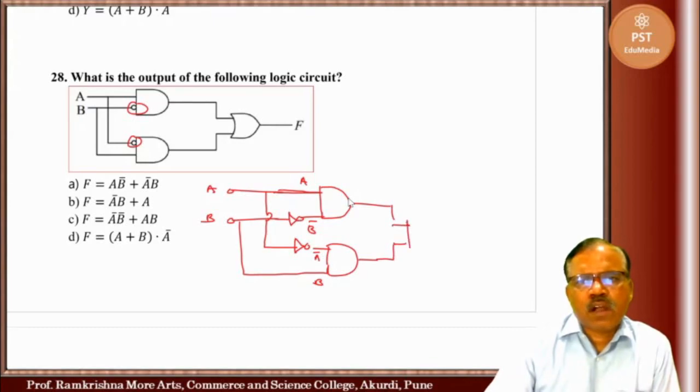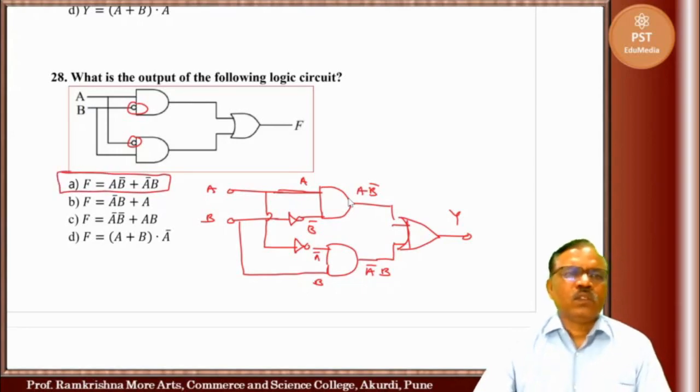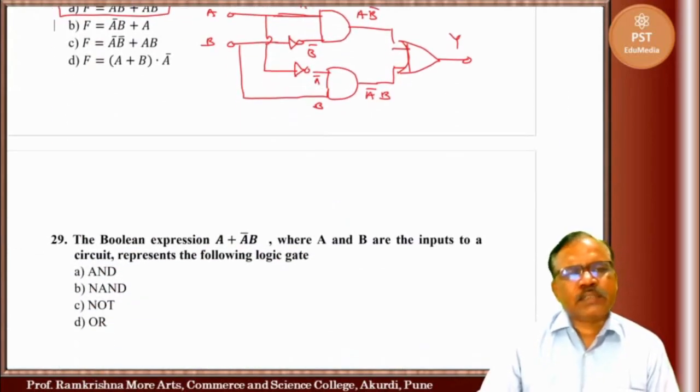So here, sorry, OR gate. So here Y. So here we get A B bar, and here we get A bar B, and then addition of these two: A B bar plus A bar B. So out of all these, the first one is correct.